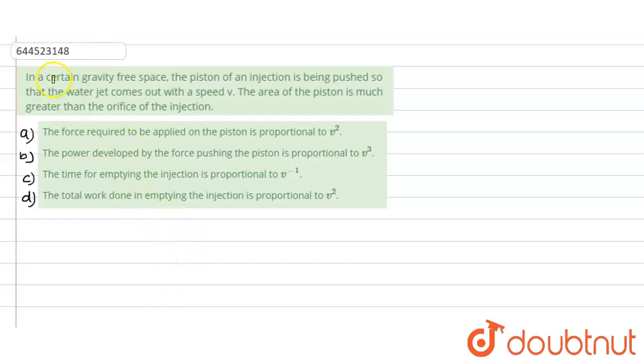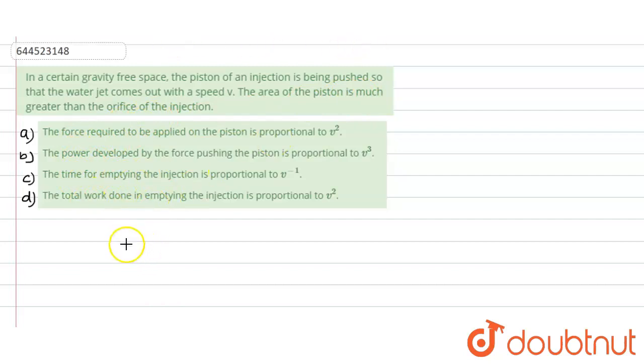Hello everyone, let us start with our question. In this question, what is given is that in a certain gravity-free space, the piston of an injection is being pushed so that a water jet comes out with a velocity v. Now the area of the piston is much greater than the orifice, and we need to find the expression for force, power, time for emptying, and also for the work done.